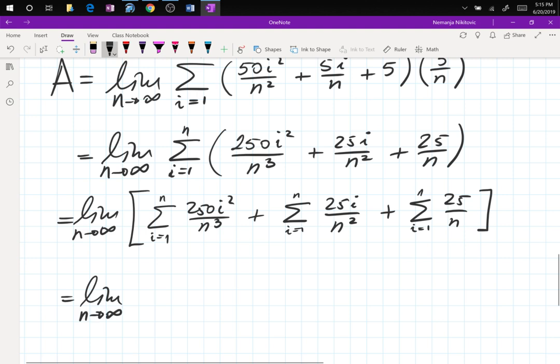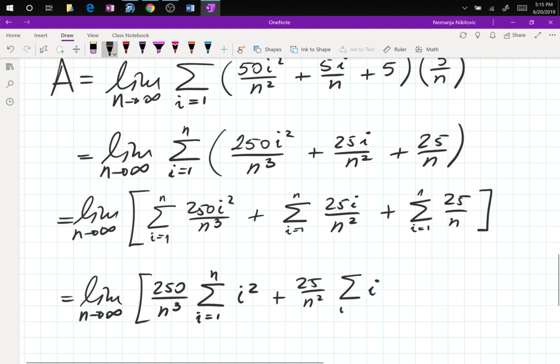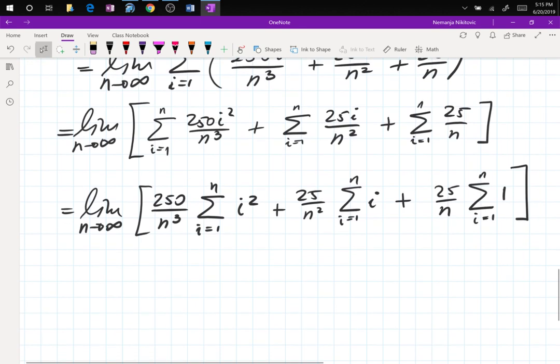So we have now 250 over n cubed summation i goes from 1 to n of i squared plus 25 over n squared summation of i goes from 1 to n plus 25 over n. See, we kick everything outside so 1 stays inside, i goes from 1 to n. So we kick the constants outside.